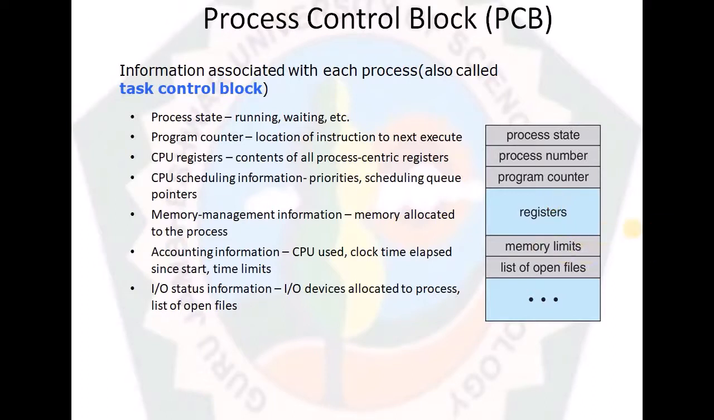Next is the memory limit. This memory limit contains the information about the memory that is held by this particular process in the main memory. Next is list of open files. This includes the list of input-output devices and list of files that a particular process is acting on.